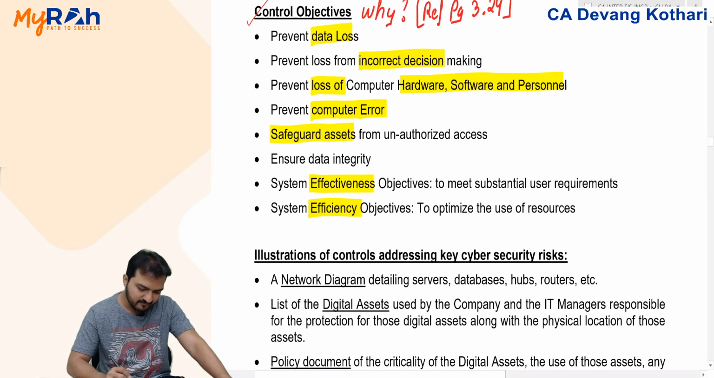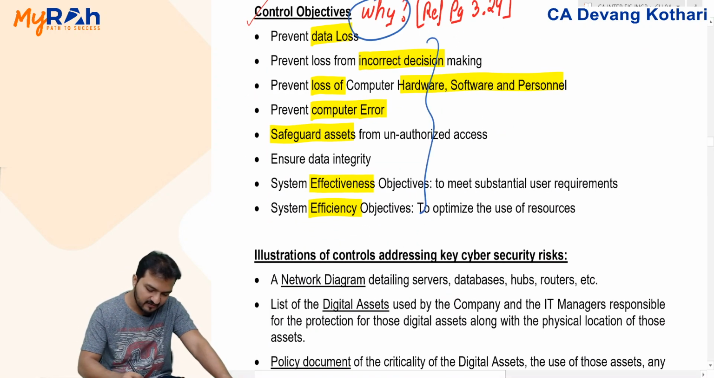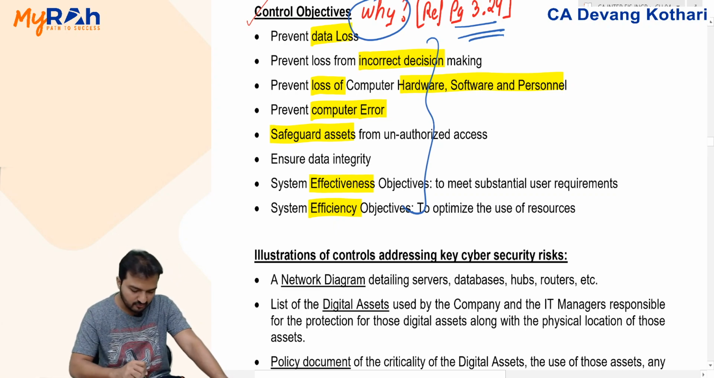Control objectives are basically why should I implement controls, and that is repetition from chapter number 3 that you can revise.